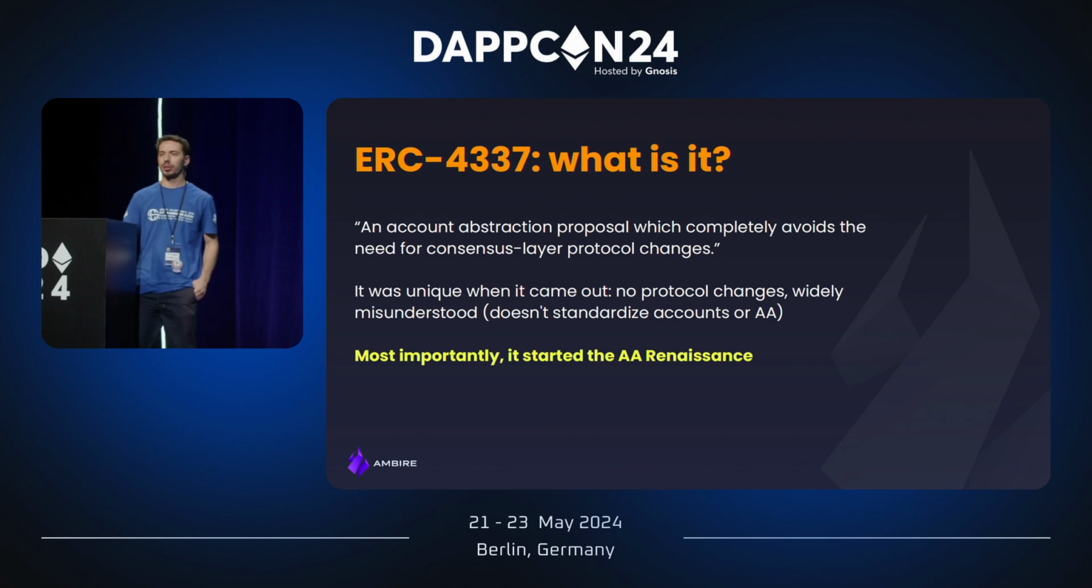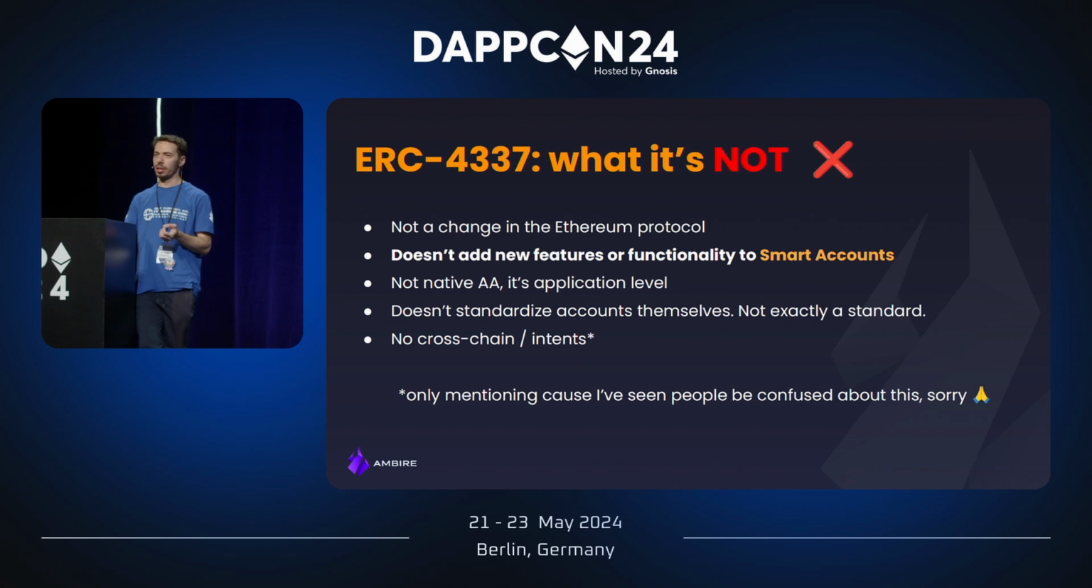So let's start with 4337, and I assume that most of you are already familiar with it. But there have been a few misconceptions about 4337 to clean up. One of them is that it is a standard. It's not really a standard. What it does is it's one of the first account abstraction proposals that doesn't include any protocol changes. So technically it's a standard for relayers, a standard for decentralized relayers, and it implements the feature of being able to broadcast account abstraction transactions and include them without actually modifying the Ethereum protocol. So it's not a change in the Ethereum protocol, and most importantly, it doesn't add any new features. It doesn't enable any new features. It just makes building those features easier.